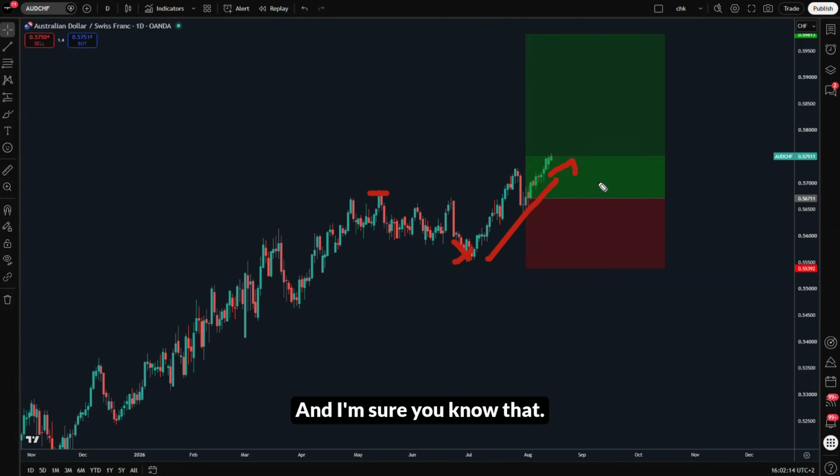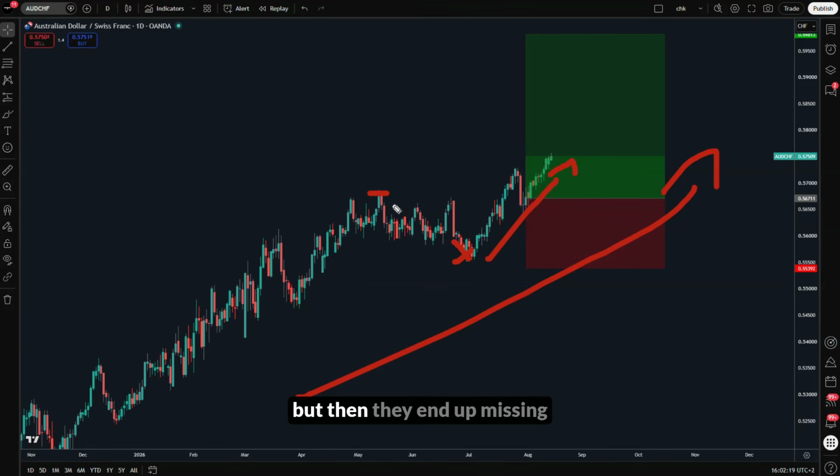And I'm sure you know that. It's one of the main problems traders have. They can understand the direction, but then they end up missing the timing. So direction and timing are two different things. You can know exactly where something is going to trend to, and you can still end up getting stopped out at the wrong time before the market proves you right.